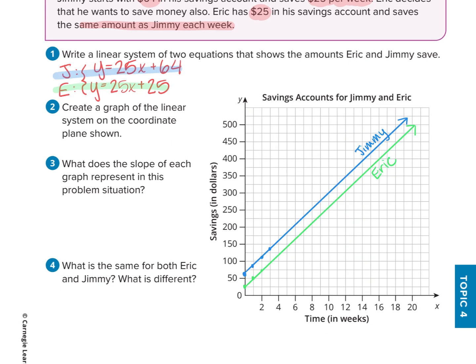Alrighty, go ahead and check your graph with mine. One thing you'll notice is that they are parallel, and there's never going to be a point of intersection. So if we look next at number 3, it says, what does the slope of each graph represent in the problem solution? Well, that's their rate of change. So in this specific situation, it's representing that they're saving $25 each week. Because they are saving that same rate, we know that Eric is never going to catch up to Jimmy.